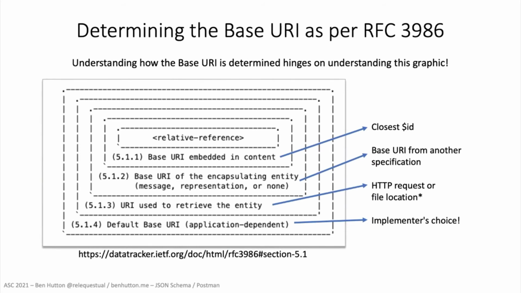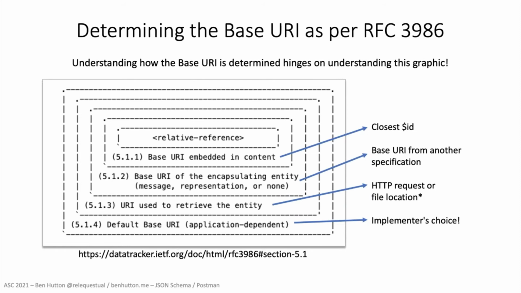The graphic is an onion layer of establishment protocols, starting at the inside and stepping out a layer each time the base URI isn't established. At the innermost layer, we start with the relative reference we want to resolve. The numbers associated with each layer are references to further sections in the specification which provide more details. I'll leave that to read on your own time.